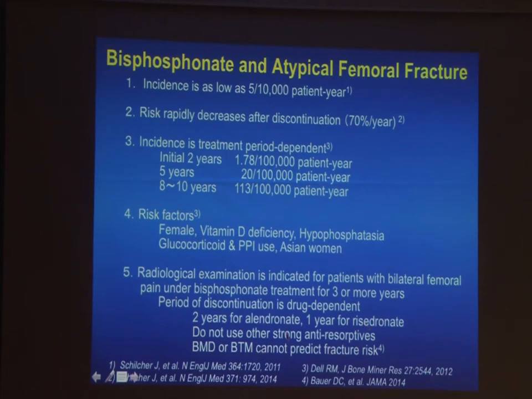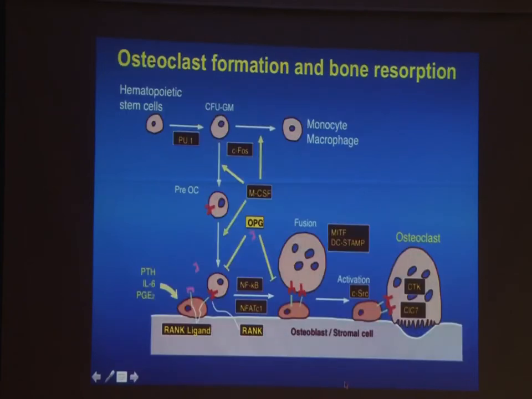And do not change to other stronger anti-resorptives. And after 1 or 2 years, whether to restart bisphosphonate cannot be predicted by measuring BMD or bone turnover markers at that point, which has been published by Bobby et al. So this is a very serious complication, so we have to be careful, but the incidence is very low. So bisphosphonate acts on the activated osteoclast that resorbs the bone. And after resorbing the bone, bisphosphonate stops the activity of the osteoclast. However, the development of osteoclast is stimulated by RANK ligand binding to its receptor RANK.